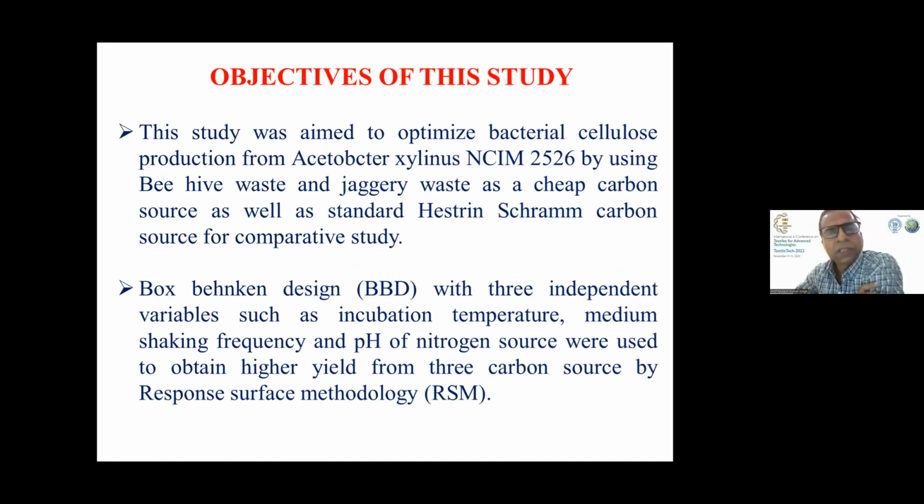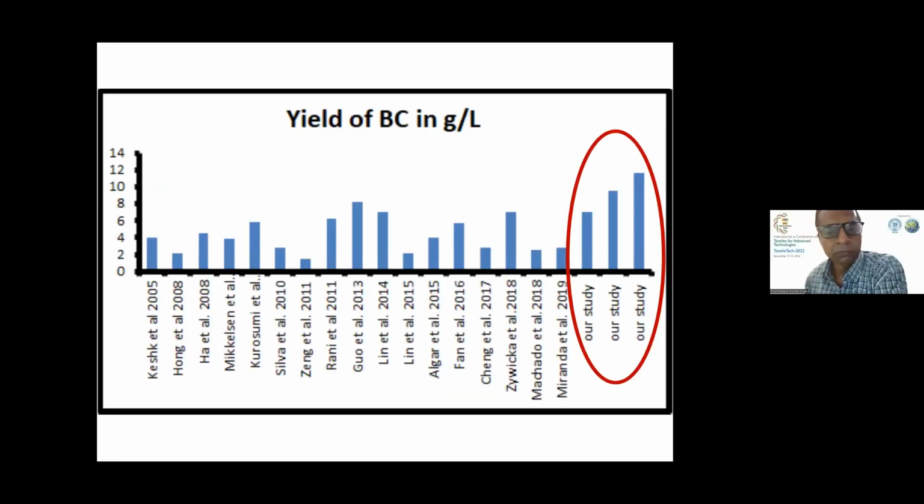In the limelight of this research gap, the objective of this study was to optimize bacterial cellulose production from Acetobacter gluconacetobacter NCIM using beehive-based and Zaggeri-based waste as a cheap carbon source, as well as standard HS media, to make a comparative study with HS media. The Box-Behnken design of experiment has been opted here to optimize the pH, incubation temperature, and shaking RPM, along with the pitch.